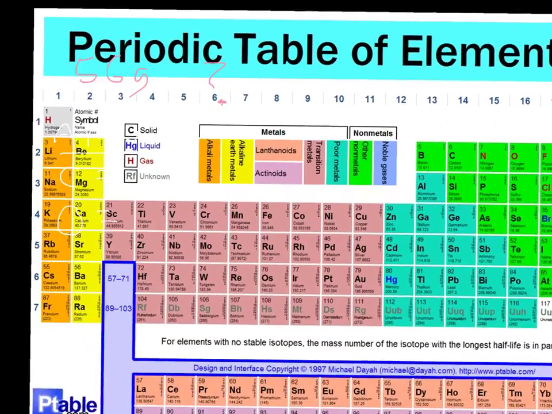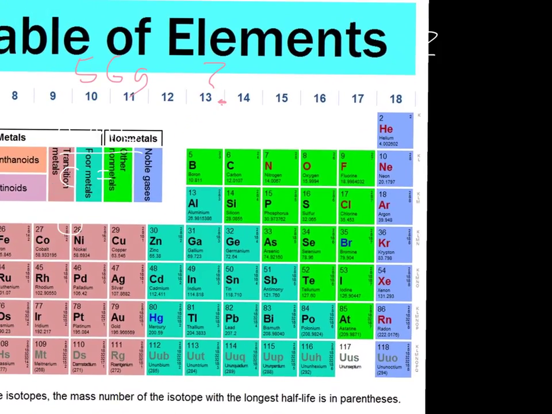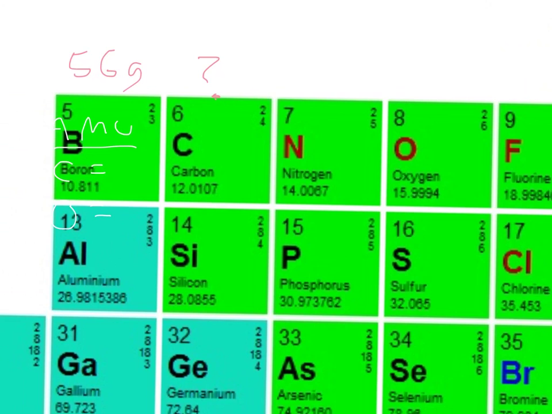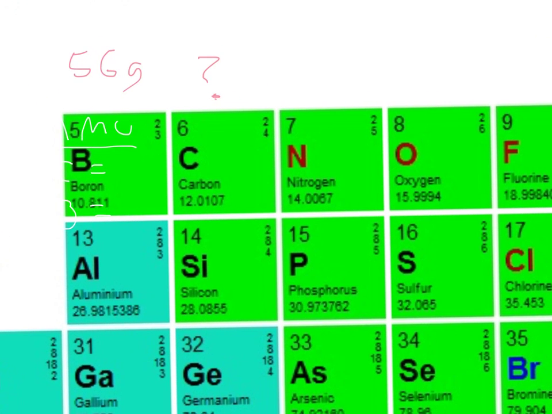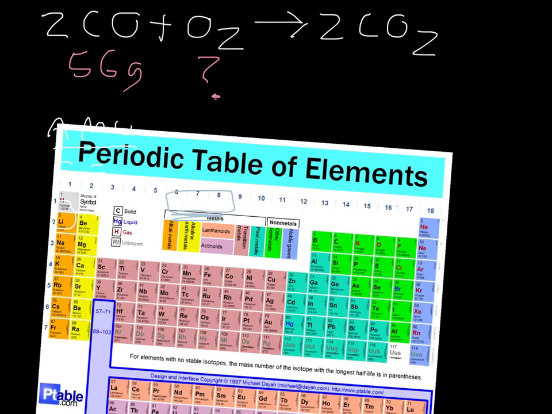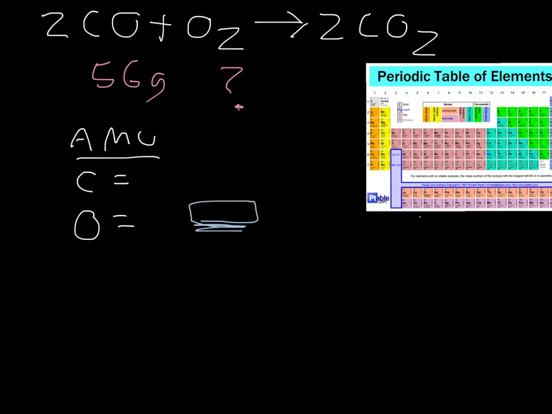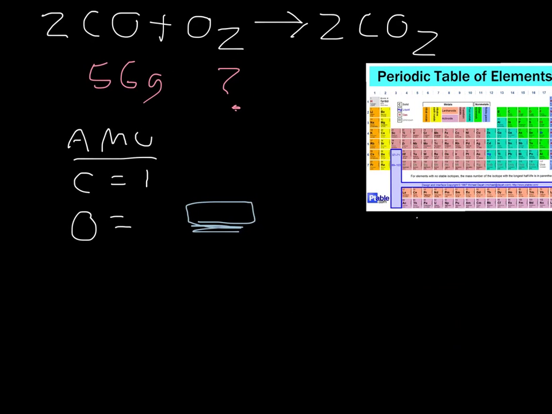We need to find how many atomic mass units, or AMUs, are in carbon and in oxygen. The way we do that is we have our periodic table of elements. Let's find our 2 elements. We have carbon, element number 6, which is 12, as you can see right here, 12 atomic mass units, and then oxygen, which is 16. So 12 and 16 atomic mass units. We can put this table aside. So carbon equals 12 AMUs, and oxygen is 16 AMUs.